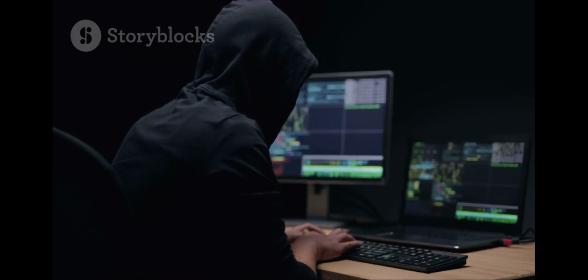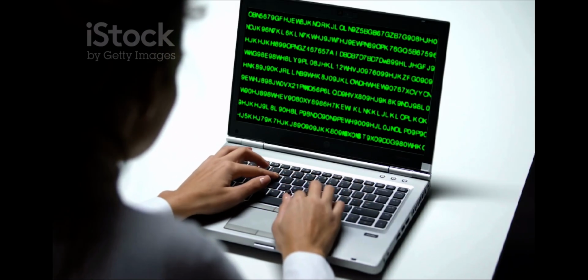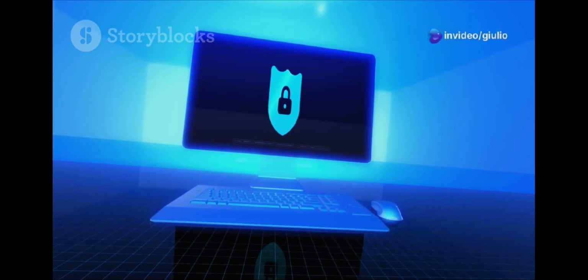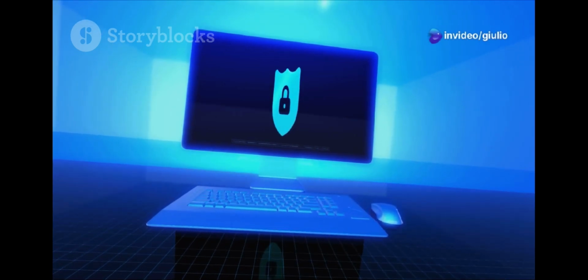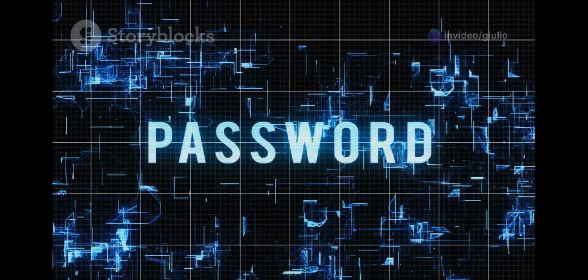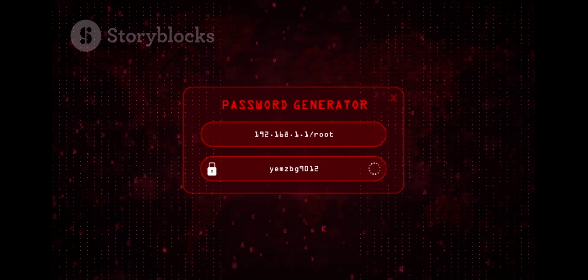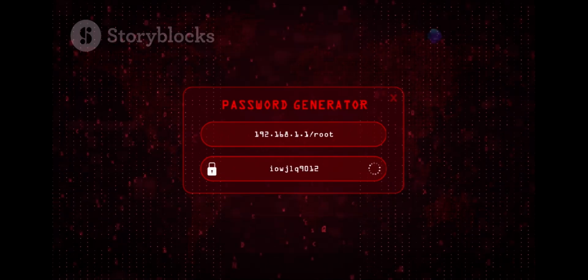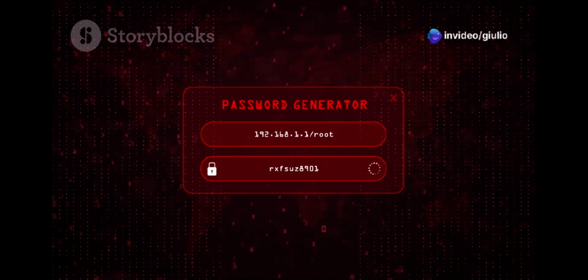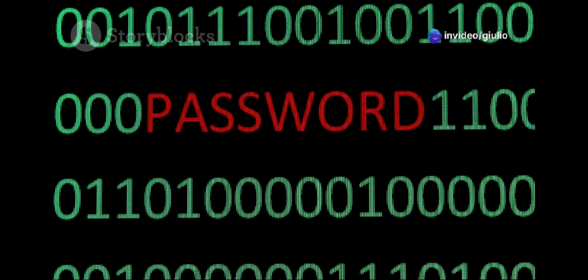While the threat of cyber attacks is real and constantly evolving, there are practical steps you can take to protect yourself. Think of these as essential survival skills for the digital age. One fundamental step is creating strong, unique passwords for all your online accounts. A strong password should be at least 12 characters long and include a mix of upper and lowercase letters, numbers, and symbols. Avoid using easily guessable information like birthdays or pet names.